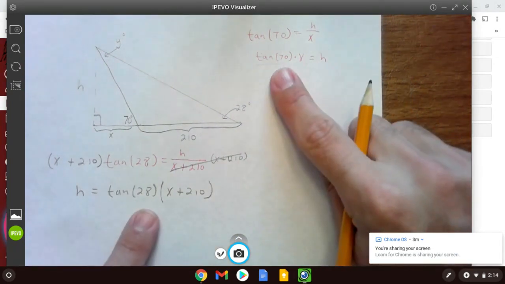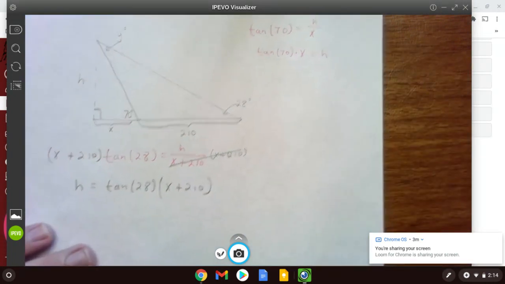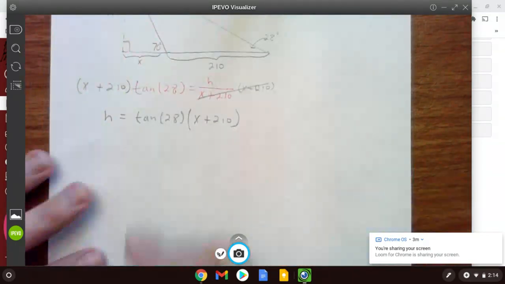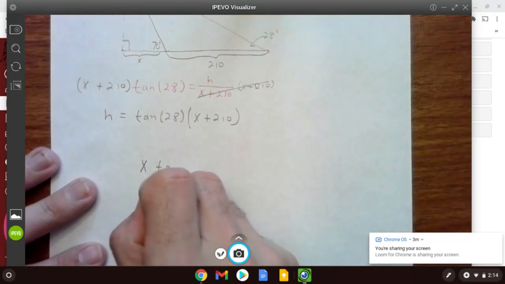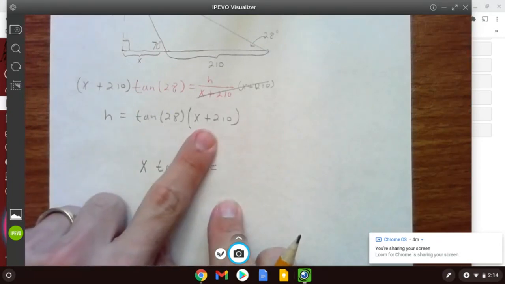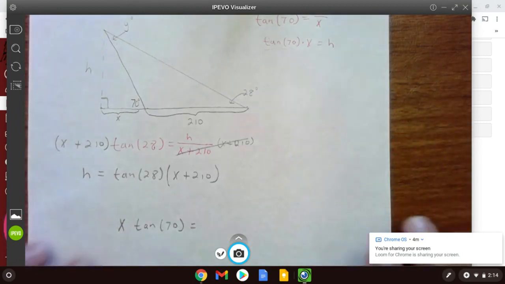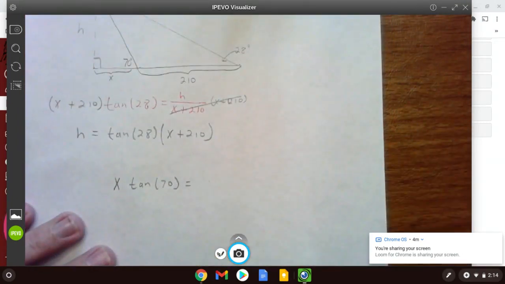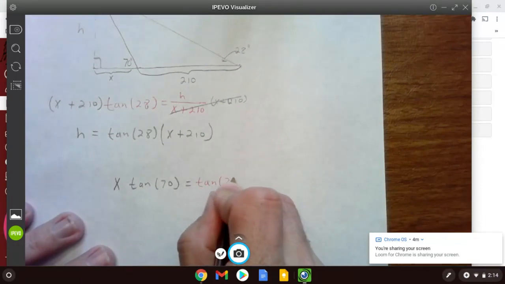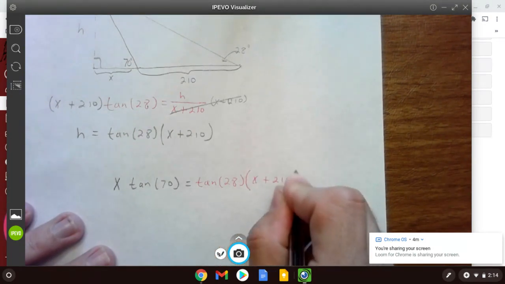All right, so now I've got two equations here that are both equal to h. And so that means I can go ahead and set these equal to each other. And that's going to allow me to solve for x here. So x tangent of 70 is going to equal this one because these were both equal to h. So I'm just going to set them equal to each other. Tan 28, and then times x plus 210.